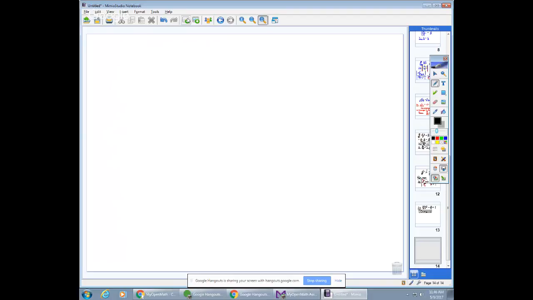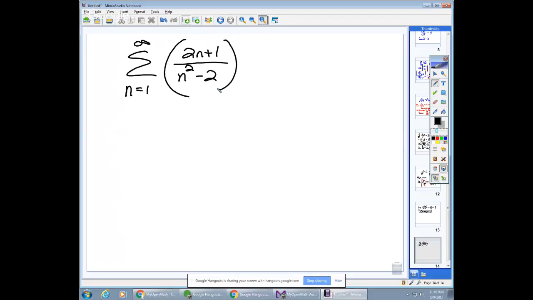The root test, I don't use very often, but I'll just show it here. What's a good problem to show the root test on? Suppose I had something like the sum as n goes from 1 to infinity of (2n plus 1 over n squared minus 2), all to the power n.